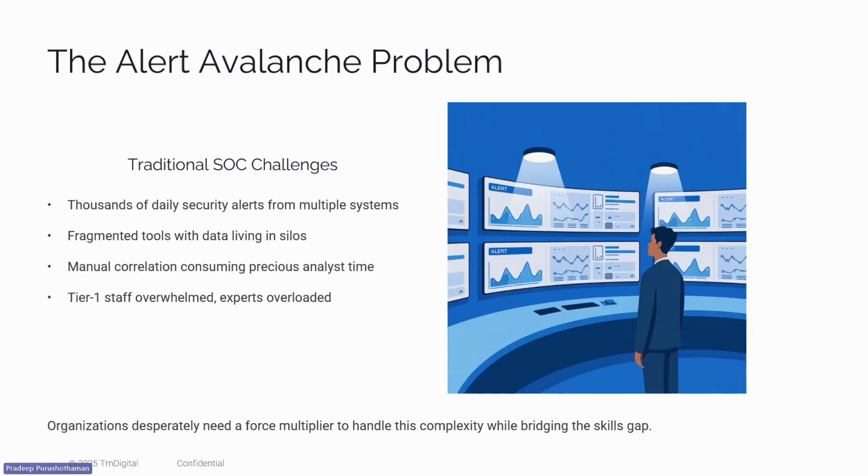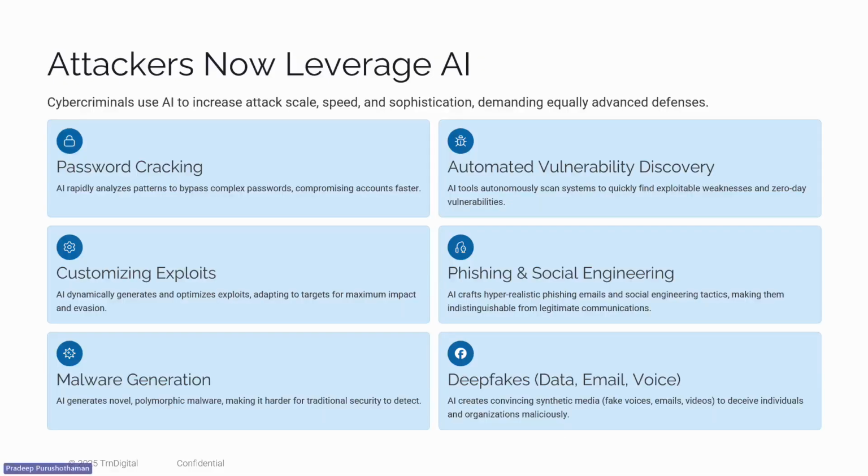So while our teams are overwhelmed with alerts, fragmented tools, and limited resources, attackers aren't slowing down. In fact, they are evolving. Attackers are rapidly adopting AI, and it's changing the game. Let's look at a few ways they are using it today.